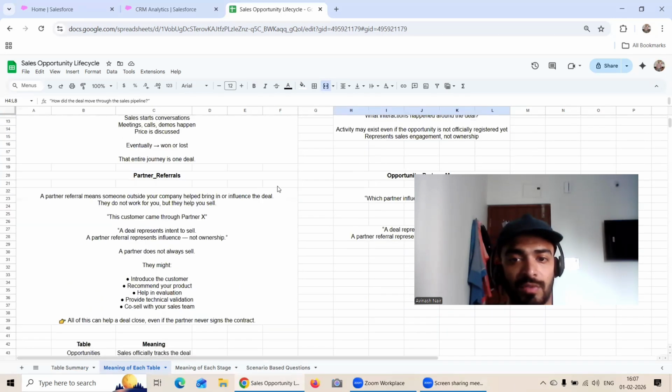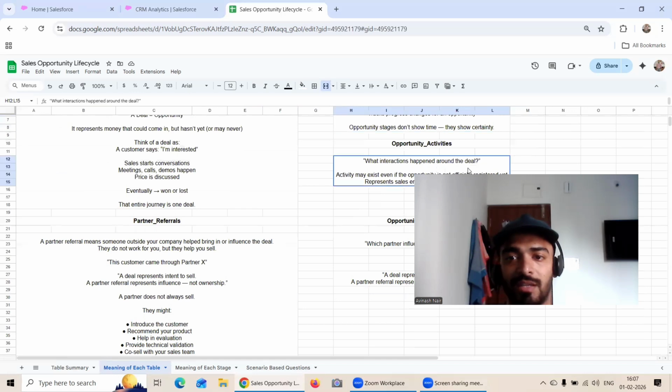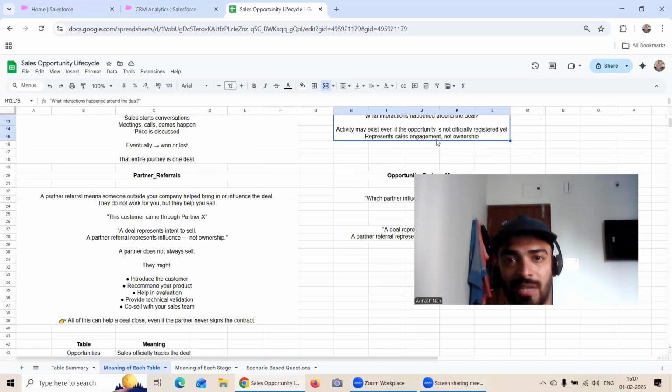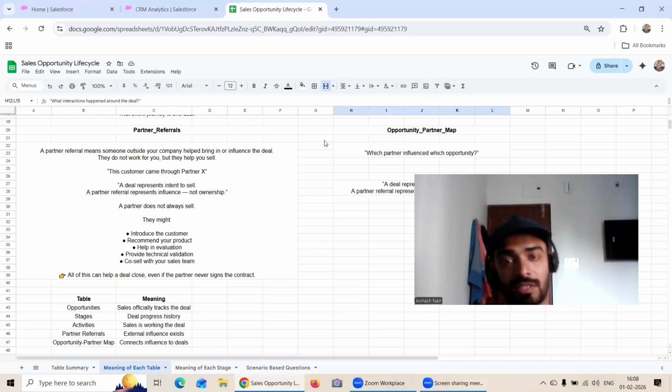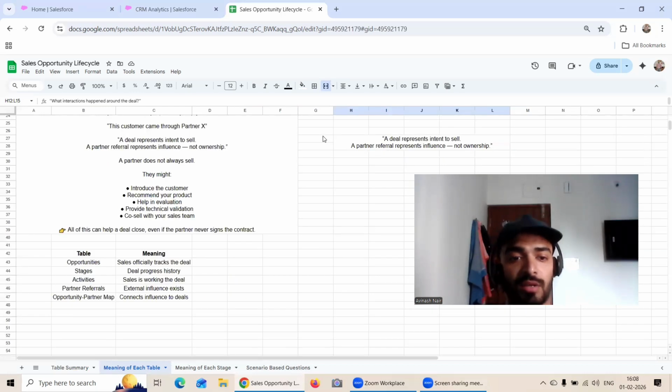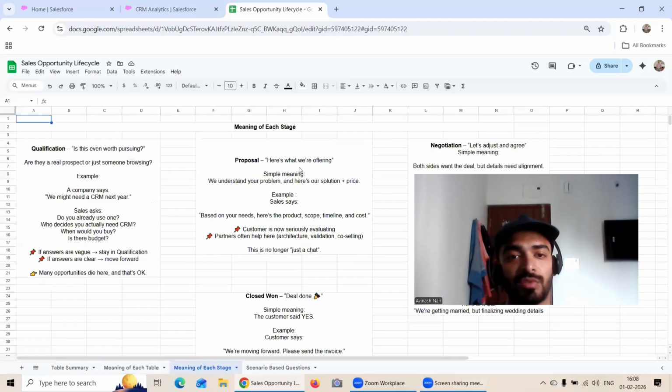Something we have learned here is that activity basically represents engagement. There's no certainty that the deal will be taken, but if they follow up with calls and meetings, there can come a time where the customer might be very much interested to buy that product. Similarly, the partner referral acts as an external influence, and the opportunity partner table connects influence to deals. Then, of course, we understood the meaning of each table.